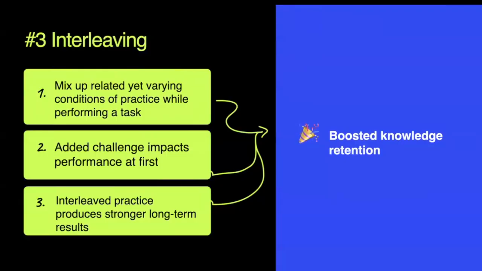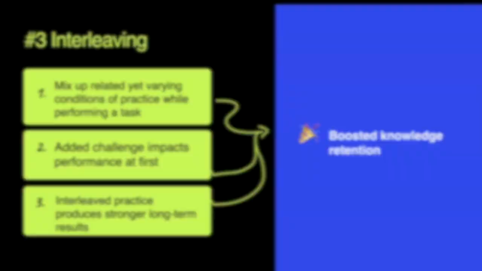The third one is interleaving. The idea here is to mix up related yet varying conditions of practice when we're performing a task. And this added challenge initially truly impacts our performance at first. It reduces it, it lowers the performance. But interleaved practice produces stronger long-term results.